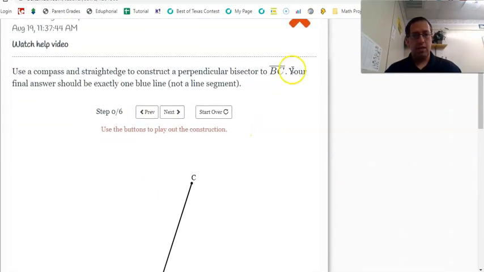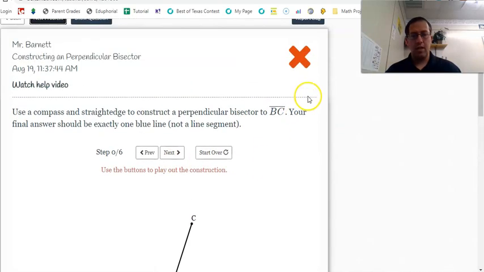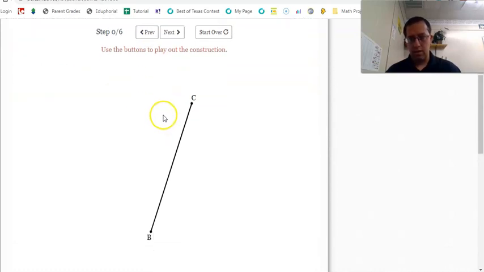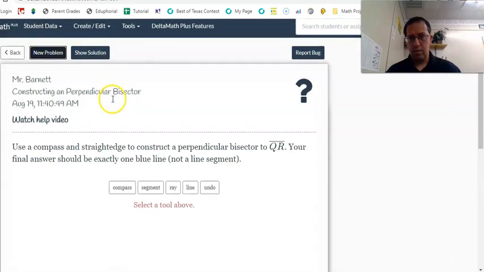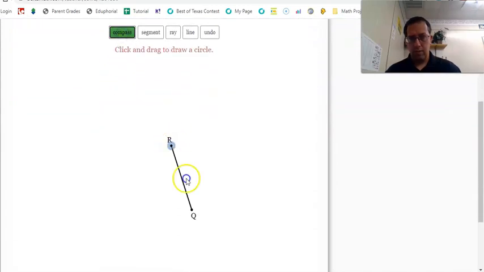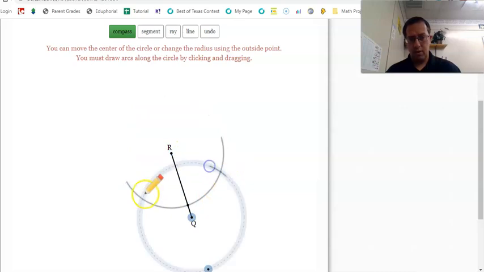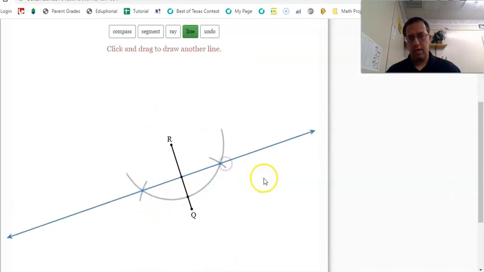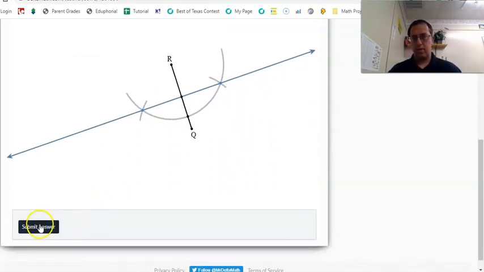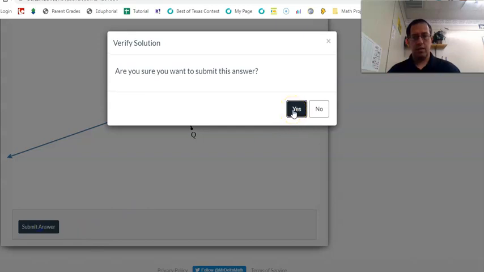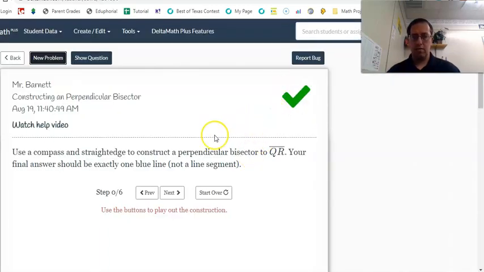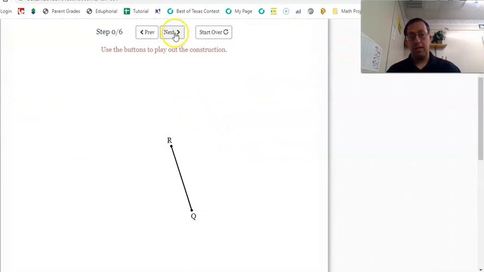And I meant to hit cancel so I could change that segment to a line, and I didn't. Whatever. Let's do it again. Let's make it right. So, yeah. So compass, more than halfway, draw an arc, move it to the other endpoint, intersects there and there, and this time instead of a segment, we want to draw a line like that. All right, and submit it. Yes, there we go. Now it's happy because I used a line and not a segment.